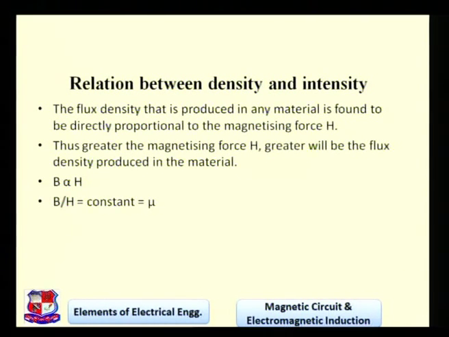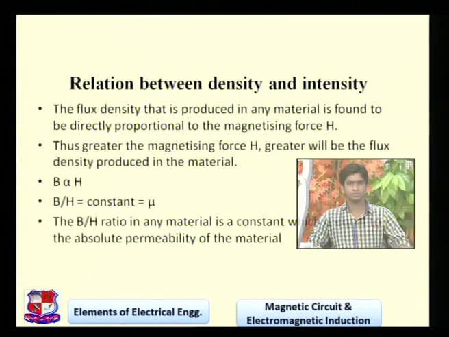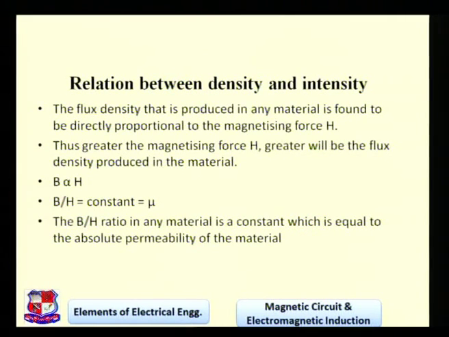Now here we can put a constant, B is equal to mu into H, and then we can say that B by H is equal to mu, which is permeability. The BH ratio in any material is a constant which is equal to the absolute permeability of the material. And in place of mu, we can put mu 0 into mu r, so that B is equal to mu 0 into mu r into H.